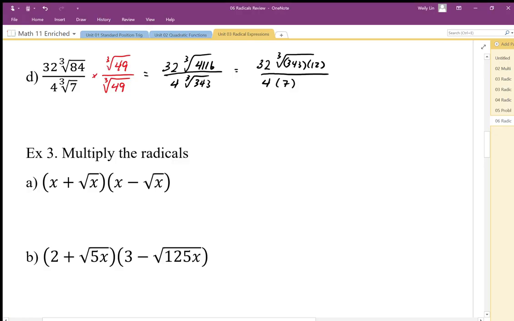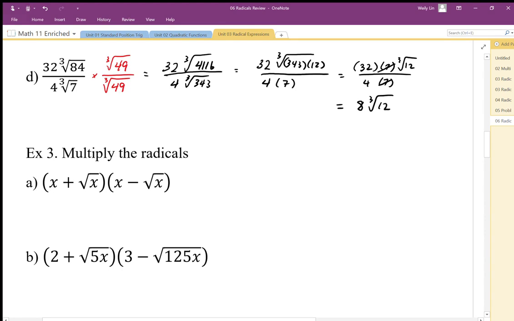Now, this strategy involves keeping track of and knowing some of your higher power or bigger number cubes, which some of you may or may not be that familiar with. So I'm just going to finish this off. I'm going to simplify this. So it's 32 times 7 times cube root 12 all over 4 times 7. Well, those 7s cancel out, and 32 over 4 is 8, and that's cube root 12.